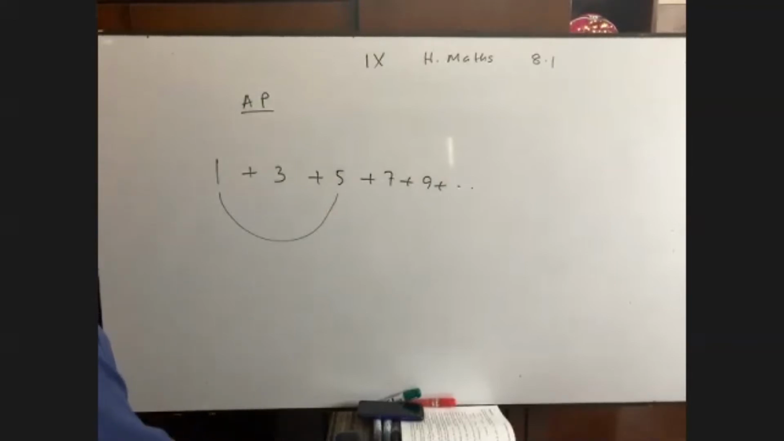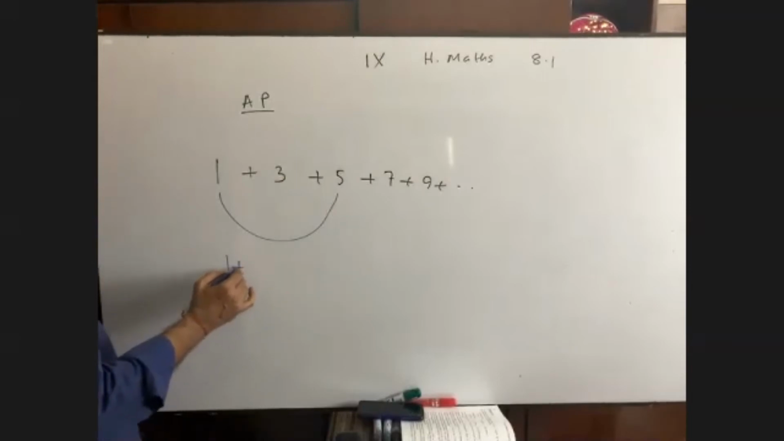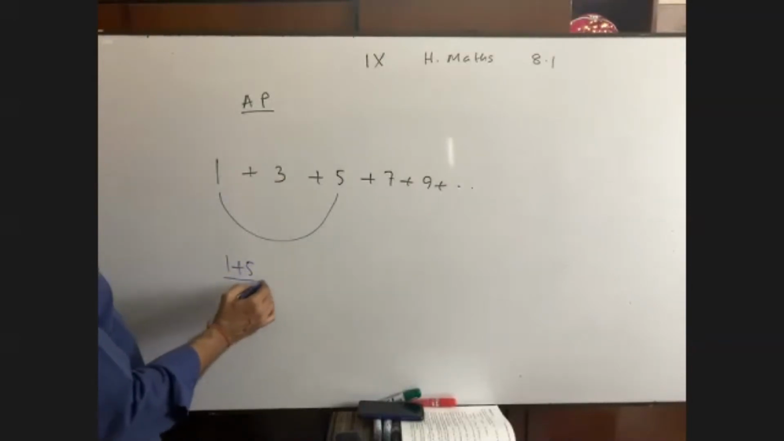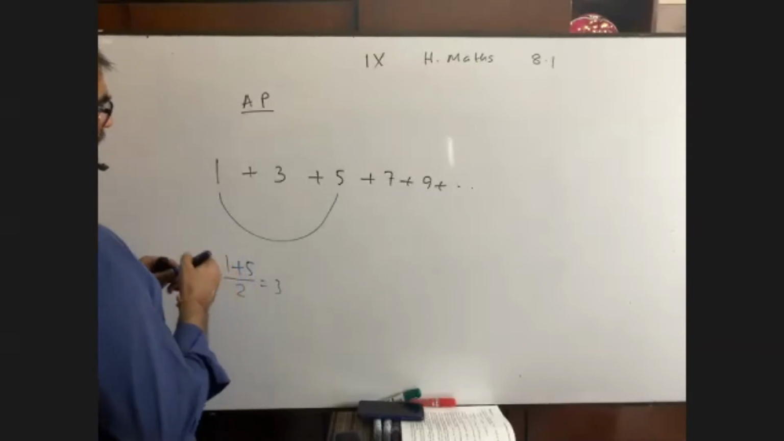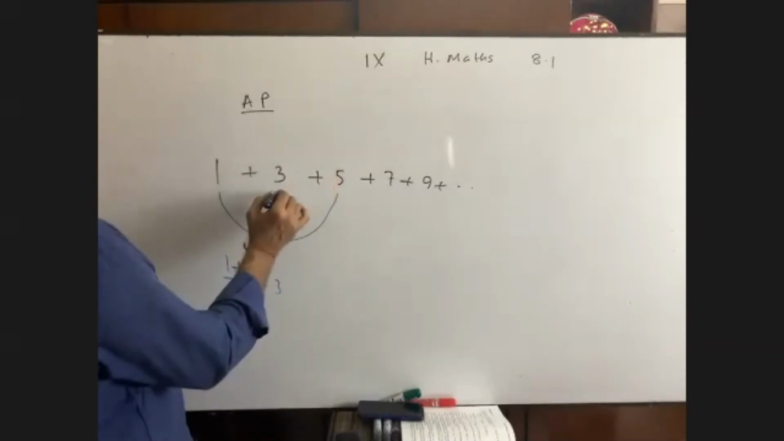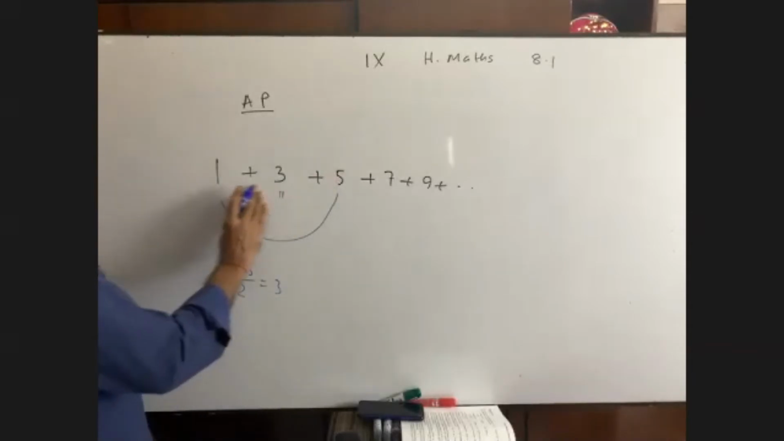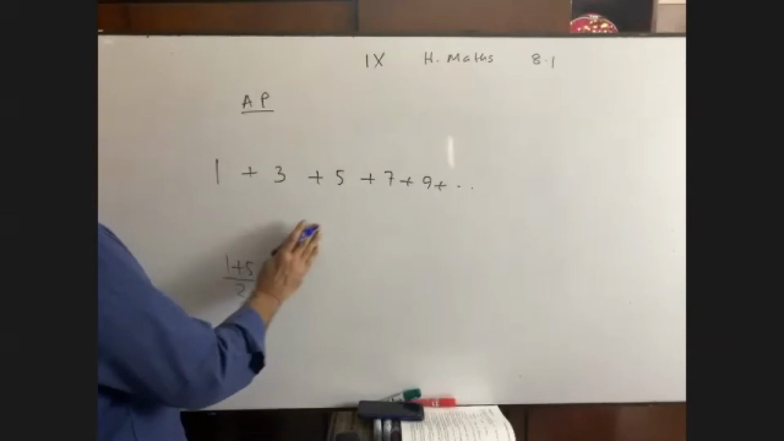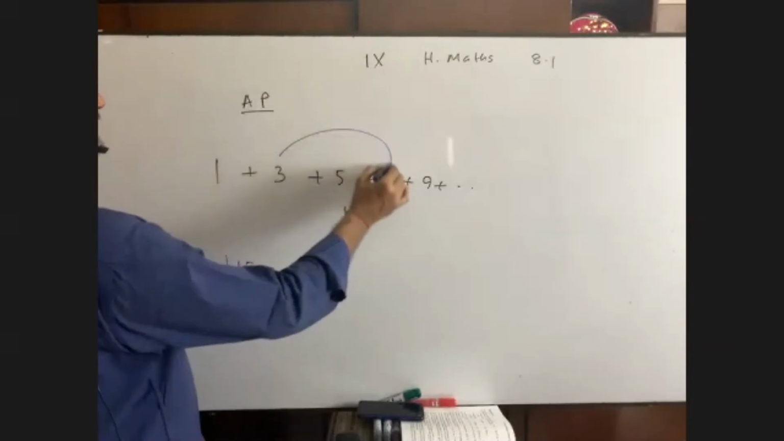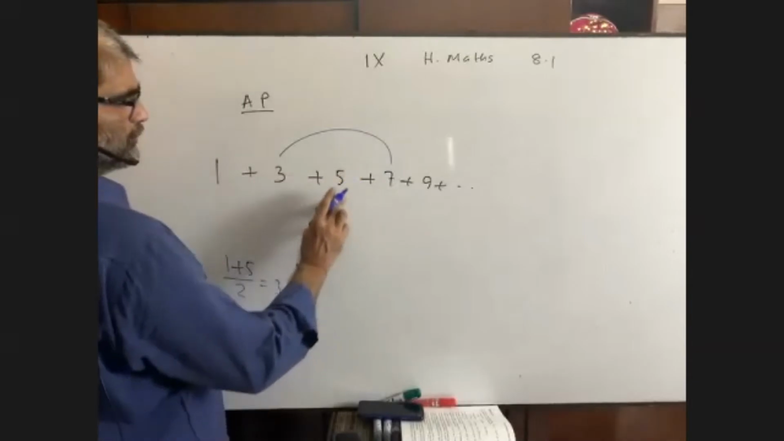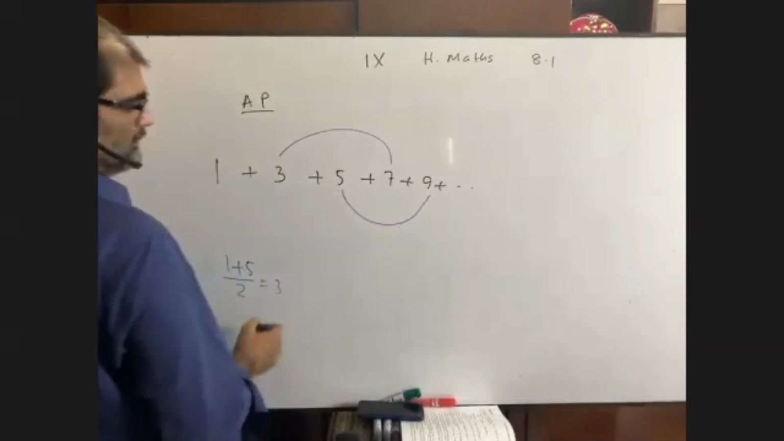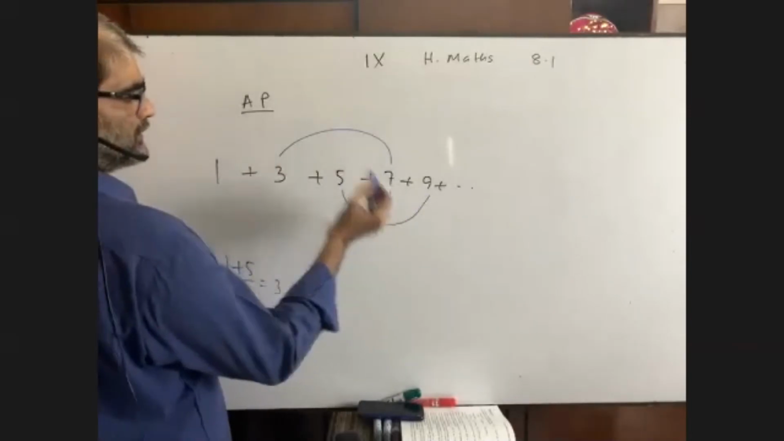3, plus, sir. 9. Yes. Average means what? 1 plus 5 by 2 equals 3. So the average of 1 and 5 is 3, right? If we want to find the average when 3 numbers are given, we get the middle one. The average of 3 and 7 is 5, is it? 3 plus 7 equals 10, by 2 equals 5. The average of 5 and 9 is 14 by 2, that is 7.